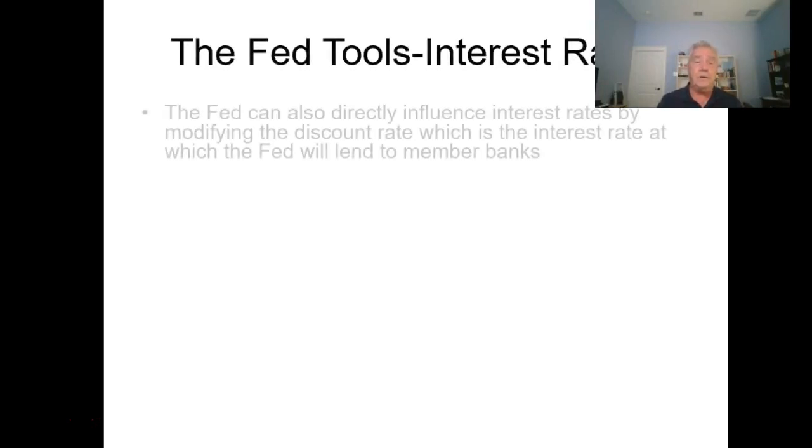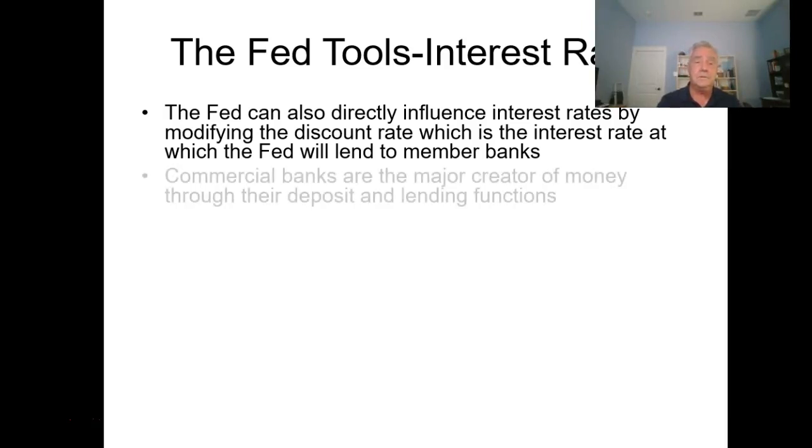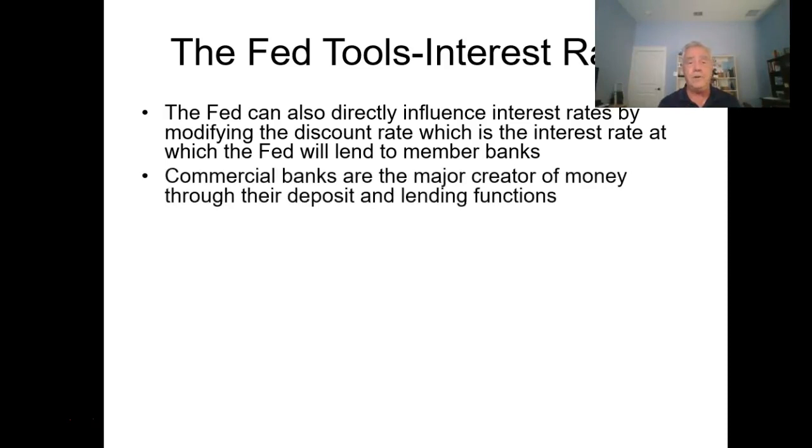Okay, interest rates, we've already talked about that. I want to show you a chart that shows the difference between the Fed funds rate and the prime rate. But raising and lowering those interest rates, if they want to stimulate the economy, they lower the interest rate. If they want to destimulate the economy, fight inflation, they raise the interest rate. Commercial banks create money through their deposit and lending functions. I showed you that in that chart, money creation.